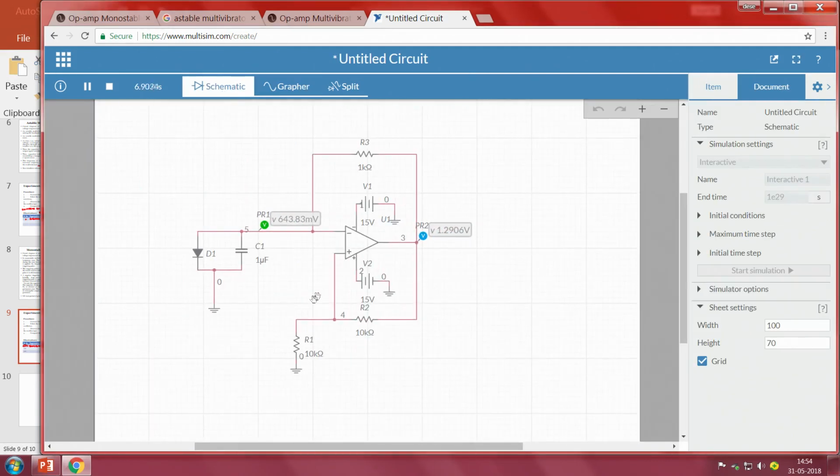Now, in order to make it monostable, I have to provide some triggering input at the positive terminal, isn't it. That makes the positive terminal go below, which means the negative terminal value VB is higher than the VA value, so the output goes to minus VCC. As a result, the capacitor will discharge from 0.7 volts to 0.643 volts, towards the minus threshold value. What is the minus threshold value in this case? It is minus 7.5.